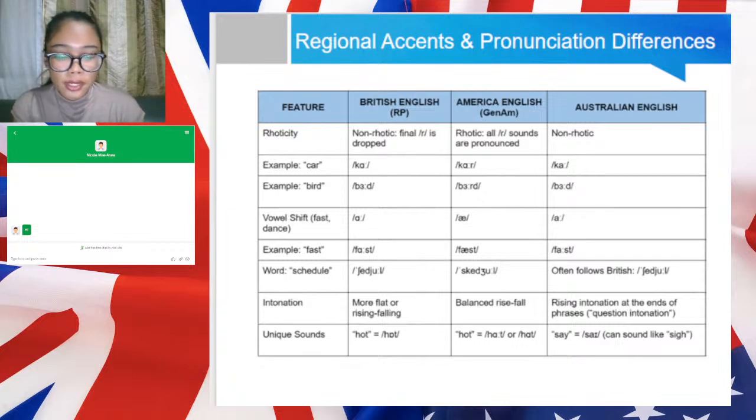Now, there's also another example, bird. The letter R sound is right before a consonant, and that's one of the two conditions for rhoticity. The first condition is that the letter R sound is at the end of a word. The second condition is that the letter R sound is right before a consonant. Now this is the second condition, bird. The letter R sound is right before a consonant. It is kind of interesting that in British English, it is pronounced as bird.